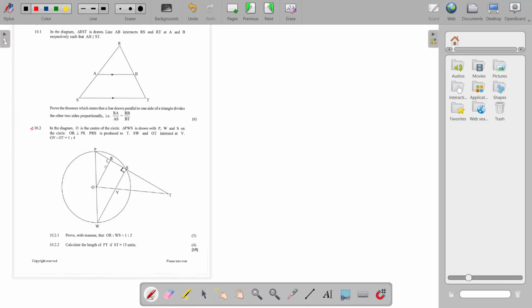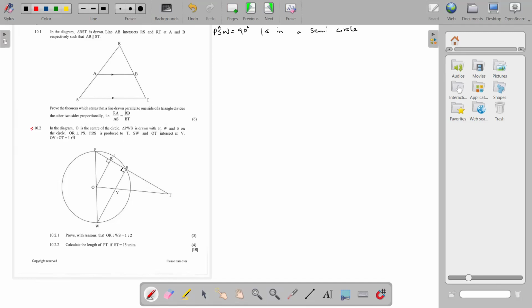So in other words, we are saying angle PSW is equal to 90 degrees. Why are we saying it's 90 degrees? It's an angle in a semicircle, because PW is diameter and is subtending that angle at the circumference.